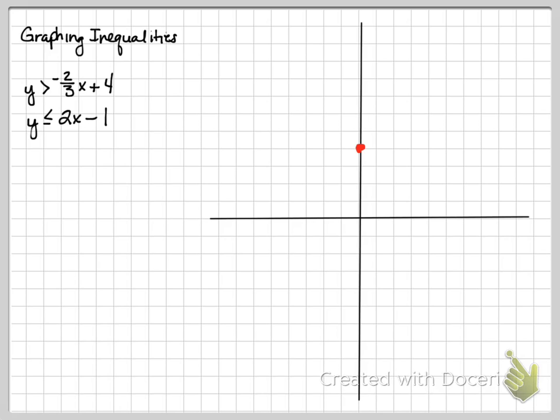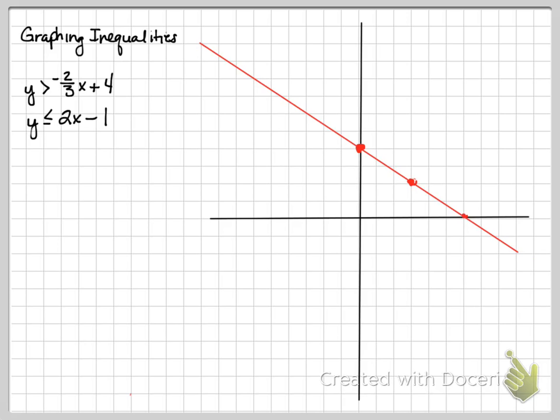And my slope is negative 2/3, so I'm going to go down 2/3. Down 2/3. Okay. Connect them. Oh, my line's having issues. Hold on, let me go back. Okay, so there's my line.